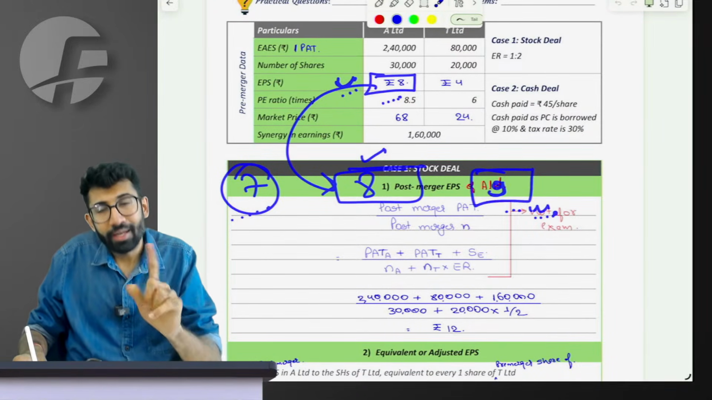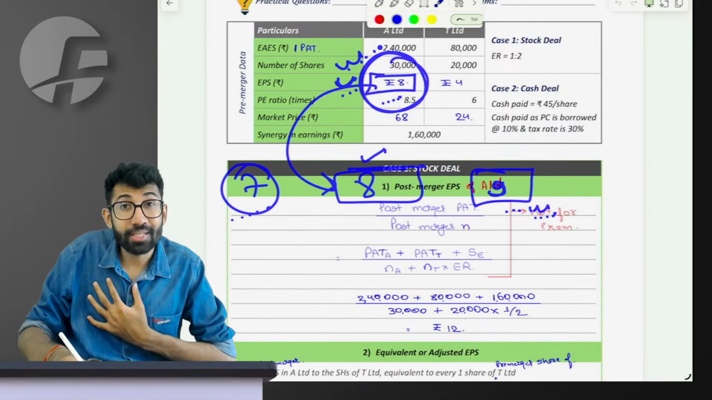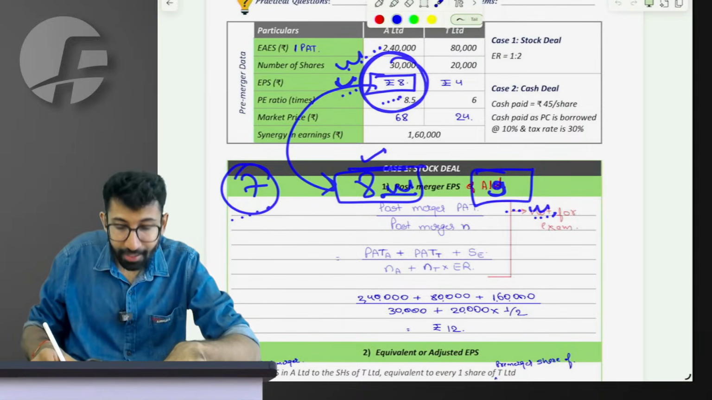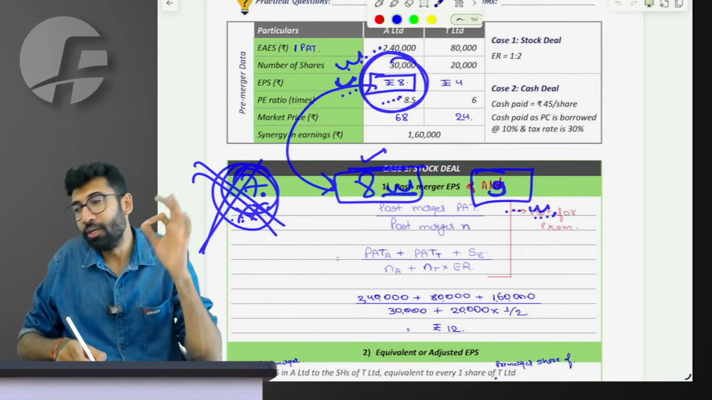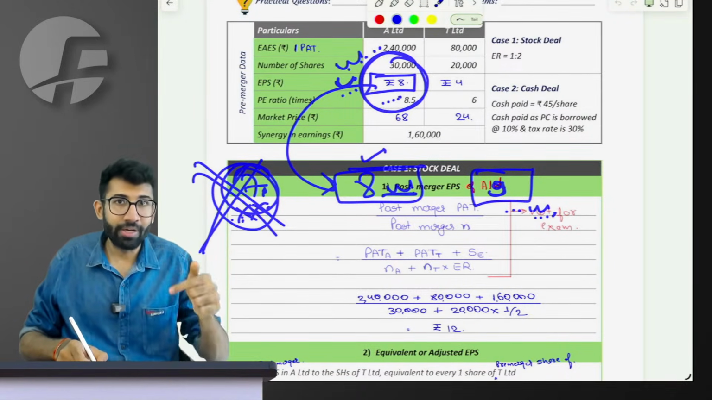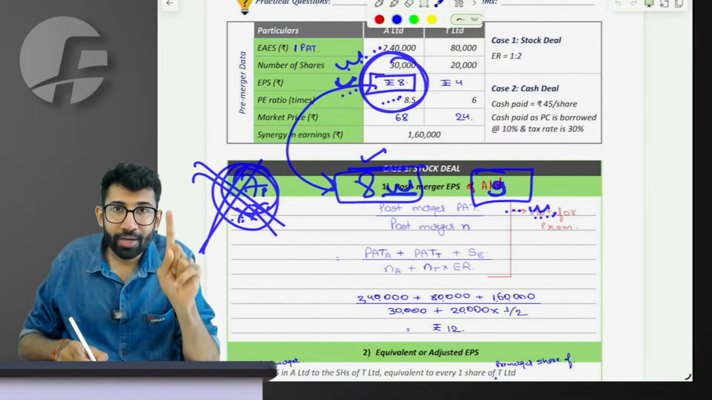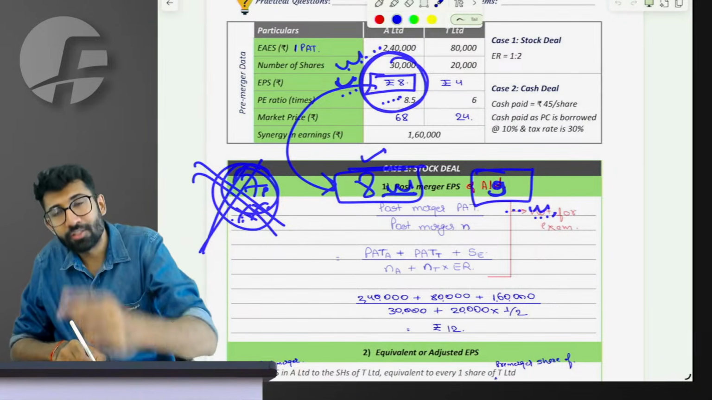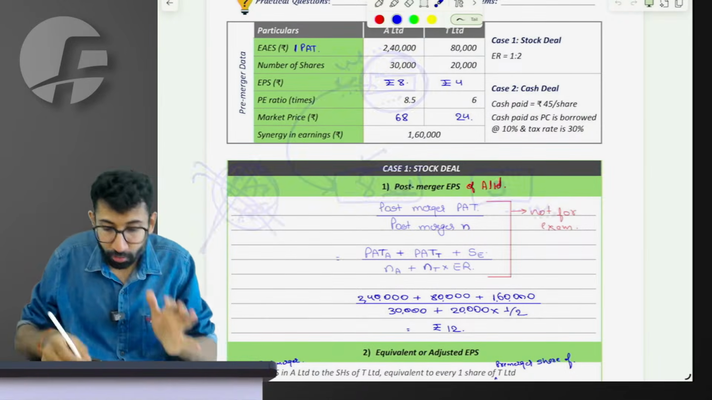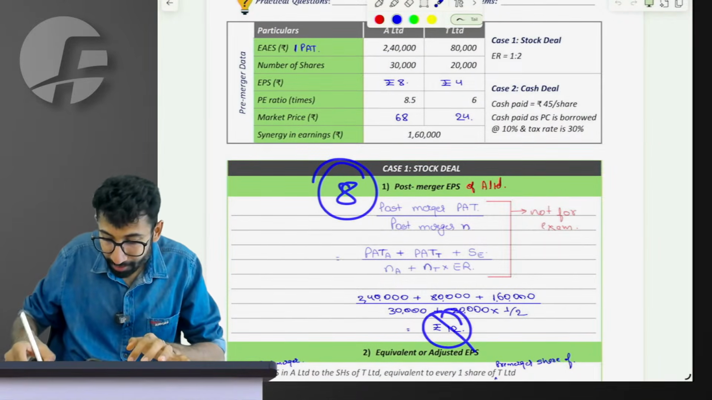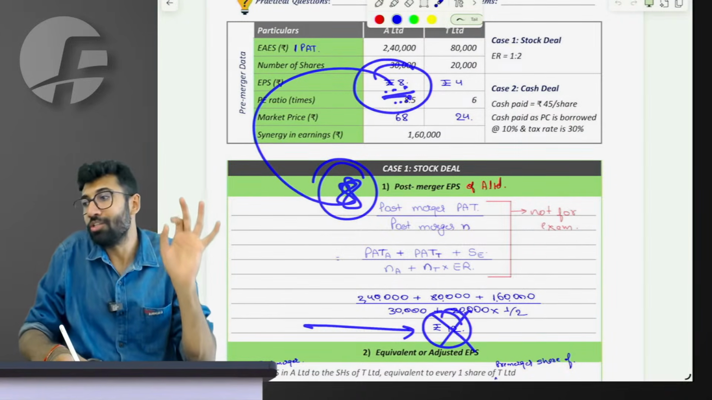Which means, do you agree, as an acquirer, I would want that if my earnings per share before merger was 8, then after merger it should be at least 8. If it is not, I'm not going to enter into this M&A deal. Do you agree to it or not? Because if I acquire you and after that my EPS falls to 7, what is the point of acquiring you? So as an acquirer, what do I want? I can give you such an exchange ratio at max that my post-merger EPS is at least equal to my pre-merger EPS of rupee 8. That much of an exchange ratio I'm ready to give you.